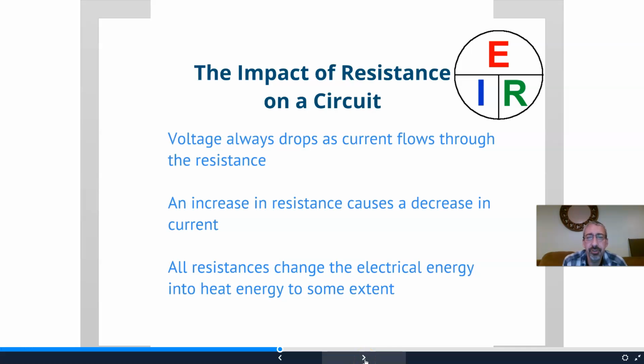Okay, so there are some things that happen when resistance is involved in a circuit. There has to be resistance in the circuit. Voltage always drops as current flows through a resistance, right? So let's think about this for a second. You're walking down the street. All of a sudden you find yourself shoving through a big pool of chocolate pudding.